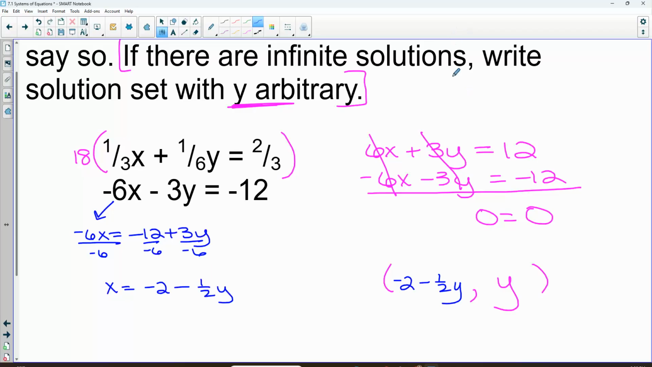If I had said x arbitrary, then you would keep x. You would take one of the equations and solve for your y and put it in there. So that is really the only new piece today. Are there any questions about how I got that ordered pair?